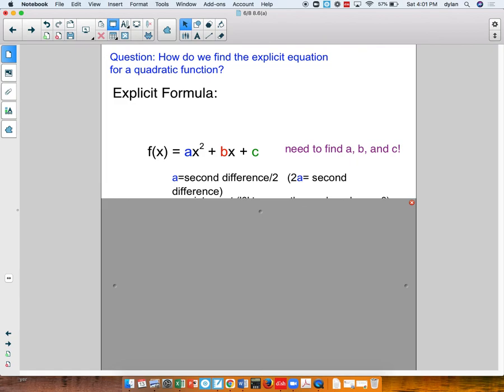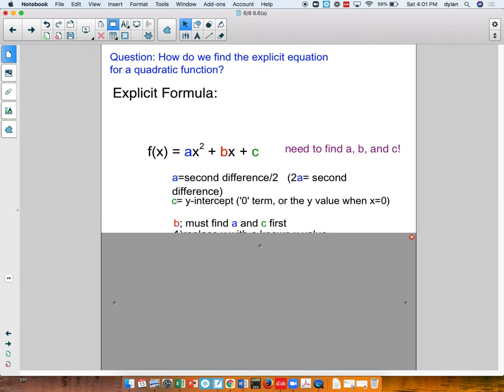Similarly, we looked earlier this chapter that the c value tells us something too. We can find the c value pretty easily because the c value is the y-intercept, or in other words, it's the 0th term in our table when x equals 0. So it's pretty easy to find a and c. Now, to find b, it's a little more complicated. But it's not that hard because first we know a and c already.